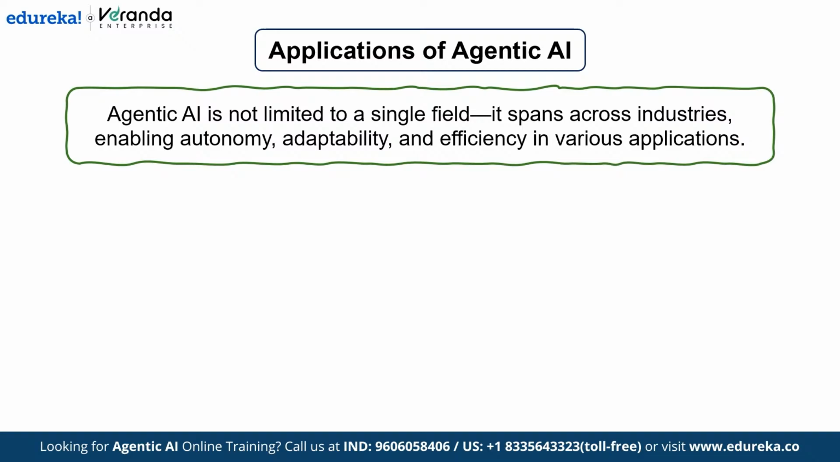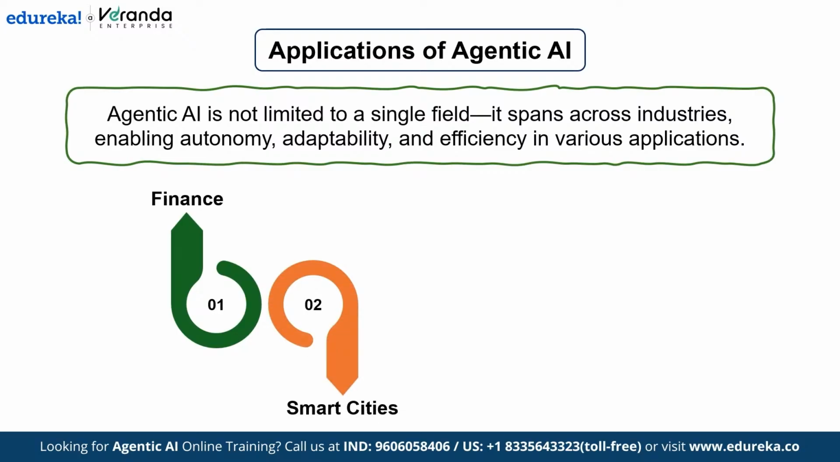Agentic AI is making a significant impact across various industries by enabling autonomy, adaptability, and efficiency in diverse applications. In finance, it powers algorithmic trading systems and fraud detection tools, optimizing financial operations such as managing investment portfolios and identifying fraudulent activities. In smart cities, AI systems manage energy consumption, optimize traffic flow, and enhance public safety, with examples like smart traffic lights adapting in real time and autonomous energy grid optimization.